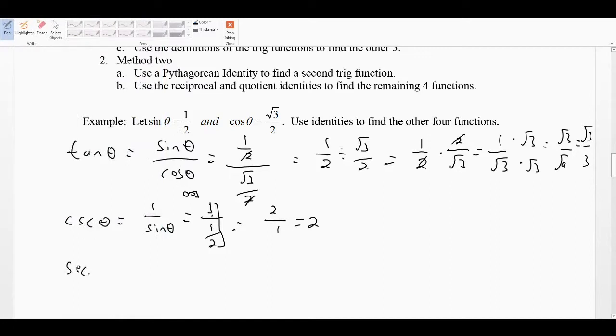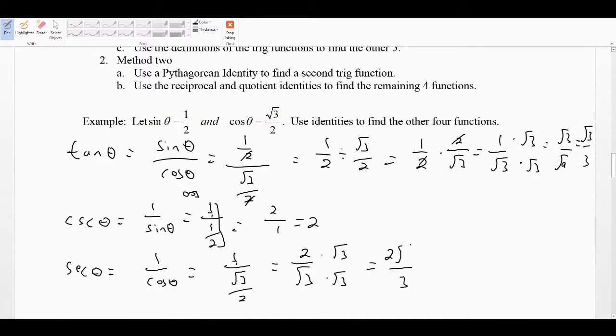Now let's do secant of theta, which is 1 over cosine of theta, which is 1 over square root 3 over 2, which just means you're going to flip the denominator, or this whole fraction over. There's no way to think about it, just flip it over. Or write it out like this. But in either case, we don't like the radical on the bottom, so we times it by the square root of 3, top and bottom. Square root of 3 times square root of 3 is 3, and 2 square root of 3 stays 2 square root of 3.